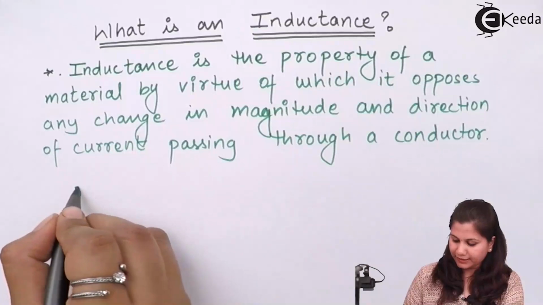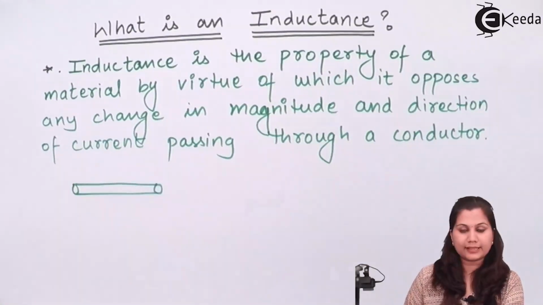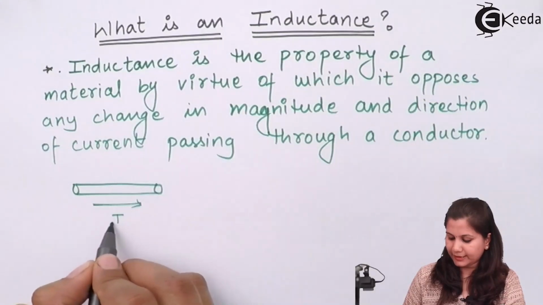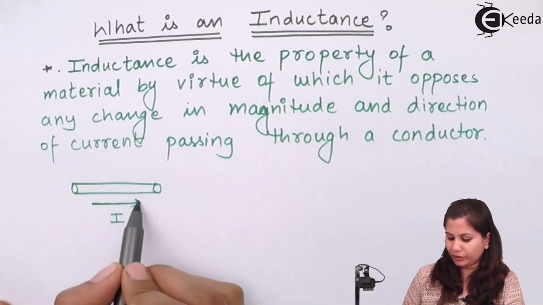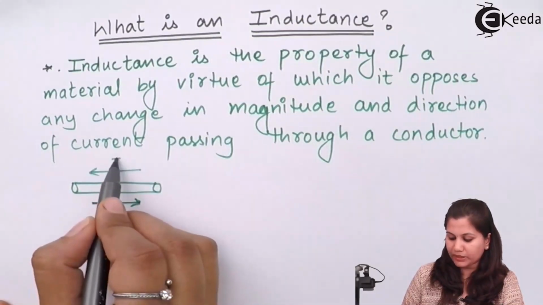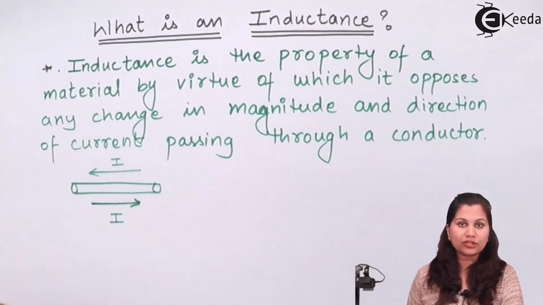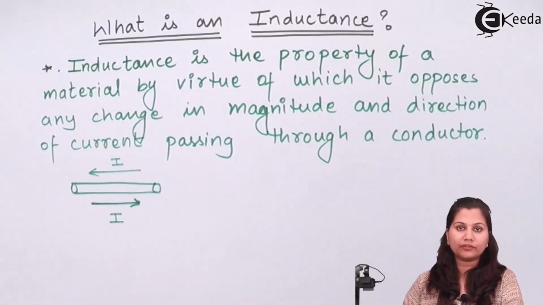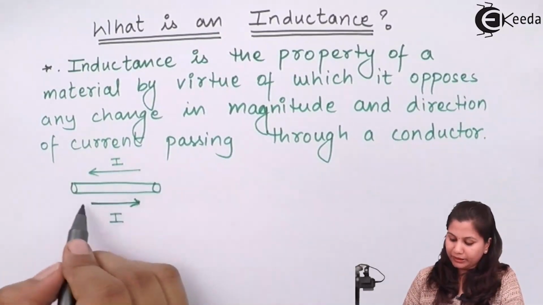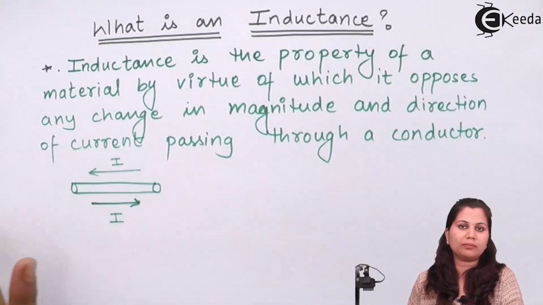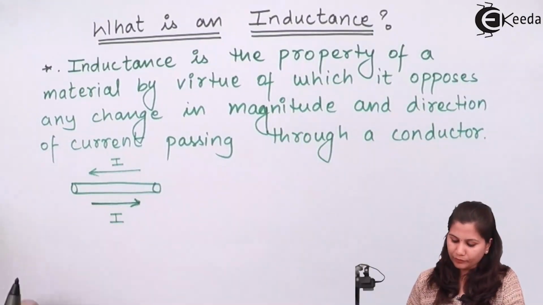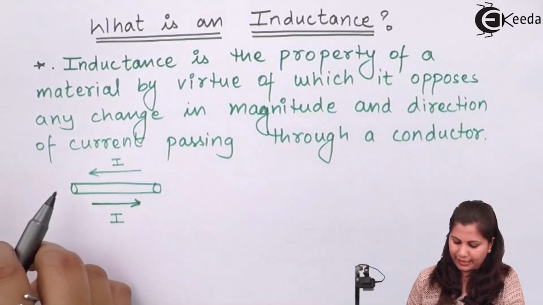Suppose this is a conductor and in this conductor the current flowing is I. Now if there is any change in the magnitude or the direction of the current, suppose first the current is flowing in this direction, now it is flowing in the opposite direction, then this material is going to have a property, that is inductance, which opposes this change in magnitude and direction.